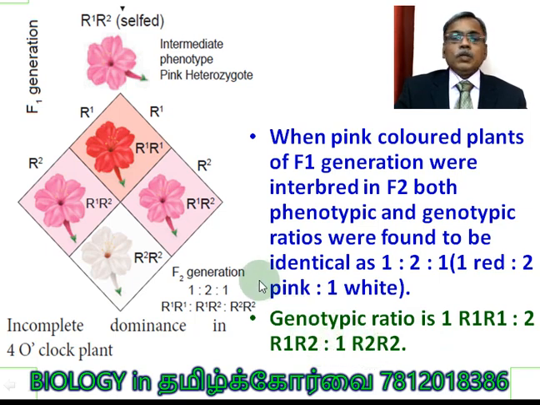So this is the ratio which is against the Mendelian ratio of the monohybrid cross, where the phenotypic ratio is 3:1. But here the phenotypic as well as genotypic ratios are 1:2:1. This is because of the production of an intermediate character by the heterozygous genotype. R1 is red and R2 is white, like the parental phenotypes, whereas in R1R2, the heterozygous, 50% of the plants show an intermediate character. That is the reason why the Mendelian ratio deviates from 3:1 to 1:2:1 in the 4 o'clock plant.